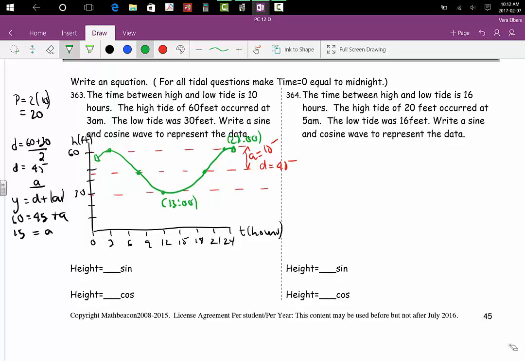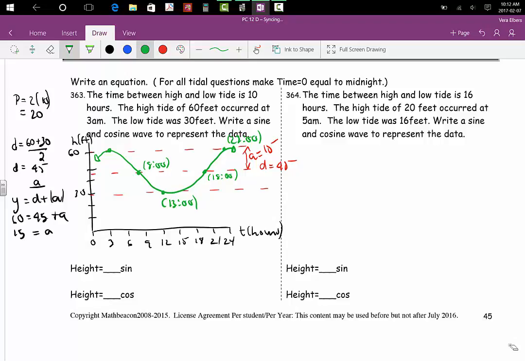Now, our midline points, okay, are 5 hours between a high and a low. Okay, so if we have a high tide at 3, then 5 hours later would give us a point at 8. Okay, and if we have a low tide at 1300 hours, then 5 hours later would be at 1800 hours. Okay.